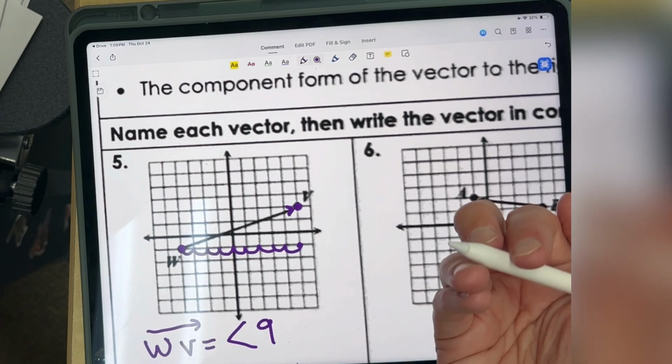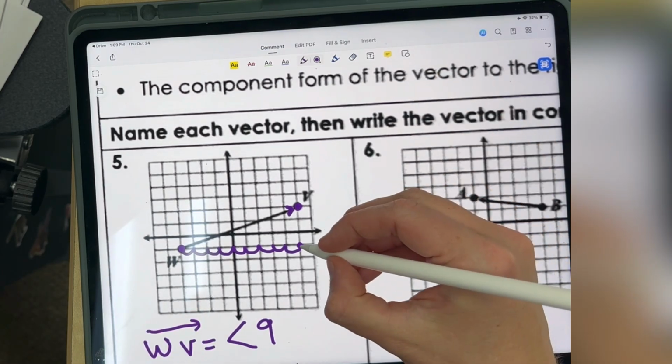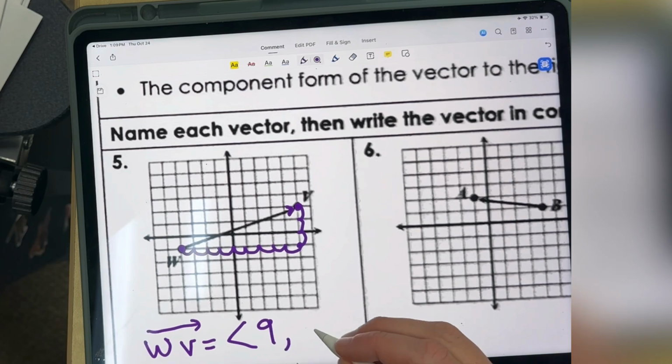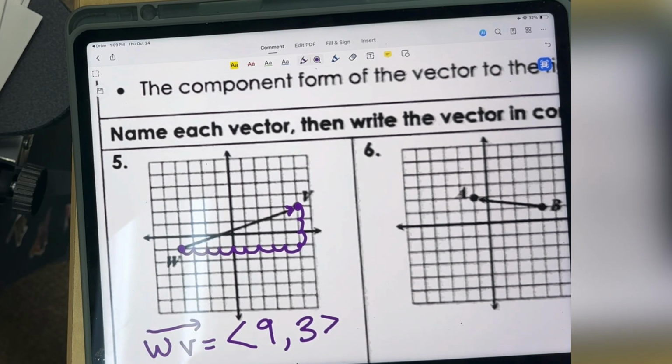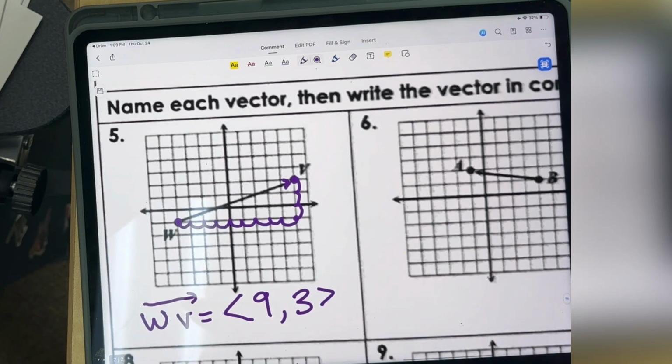And then is it going up or down? It is going up how many hops? 1, 2, 3. So 3. And that's the vector form. So again, instead of saying take your point and do x plus 9 and y plus 3, they just simplify it by writing it like this.